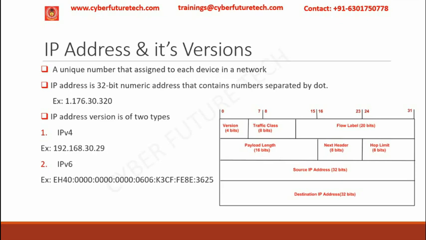Flow label. The size of this field is 20 bits. This field supports real-time delivery of datagrams and quality of service. The purpose of this field is to say that a packet belongs to a particular sequence of packets that travel from source to destination, and also prioritizes delivery of packets for services.